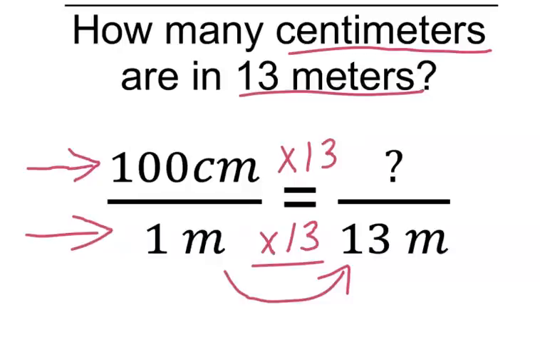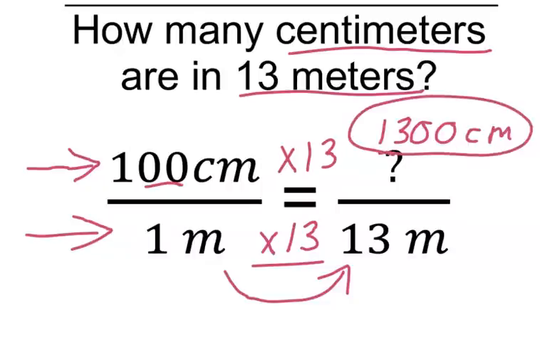Okay, so 100 times 13, well, you just do 13 times 1, which is 13, and then add the 2 zeros at the end of it. And so that's pretty simple. We know that 13 meters would be the exact same thing as 1,300 centimeters. So that's our answer, 1,300 centimeters.